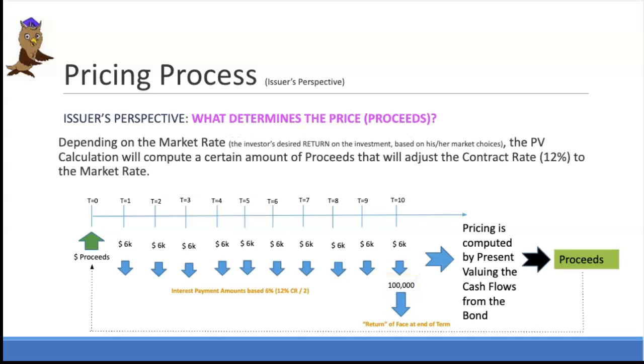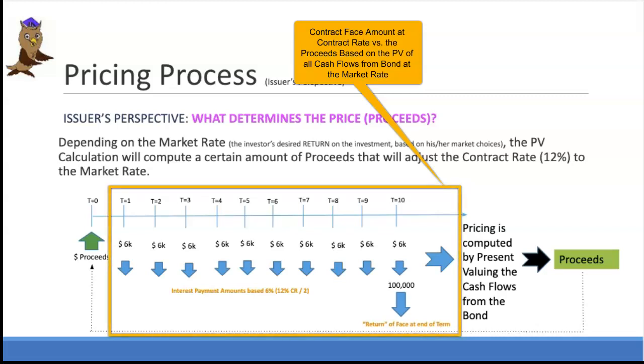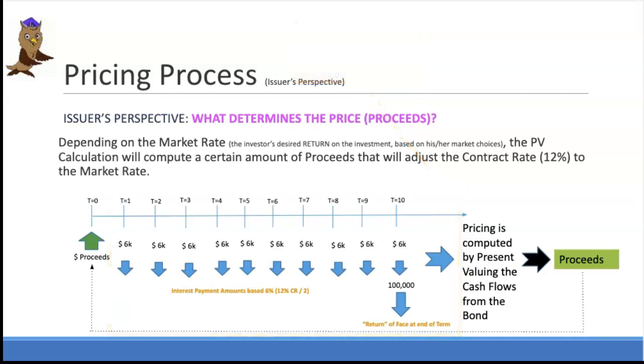So what determines the actual proceeds from the issue of the bond? The answer is based on the difference between the face amount, the amount that is stated on the bond contract, which assumes the contract rate, and the amount to be calculated at the present value, or PV, of the cash flows using the market rate. In the following example, I will demonstrate this process. Note that I will simplify the example by only looking at one period instead of 10.